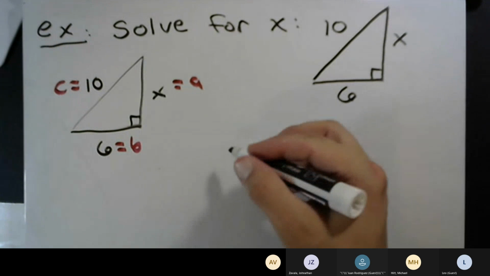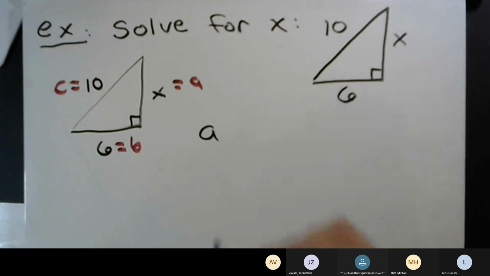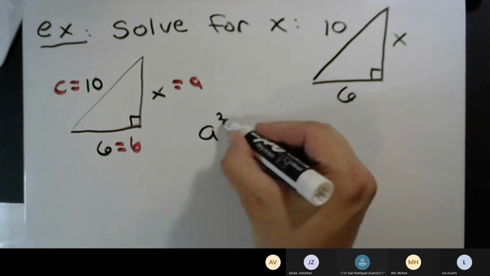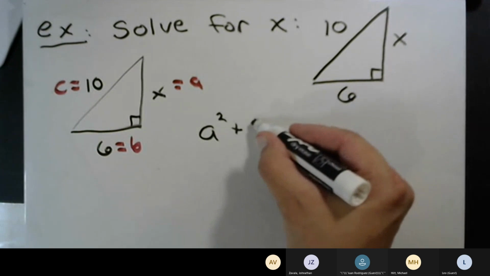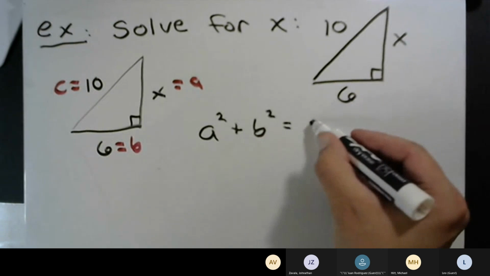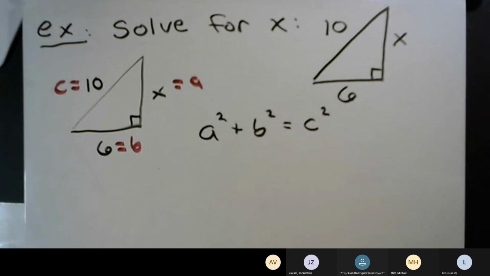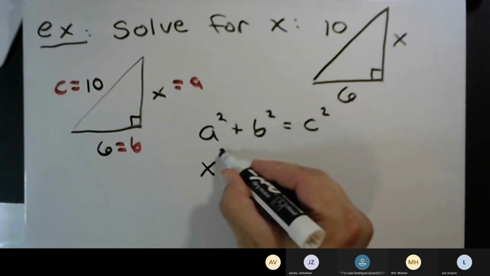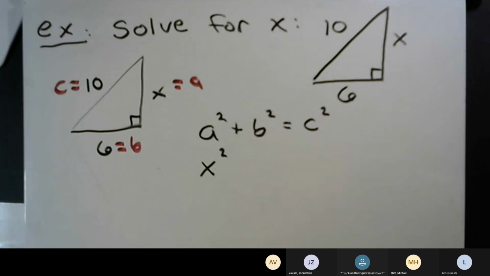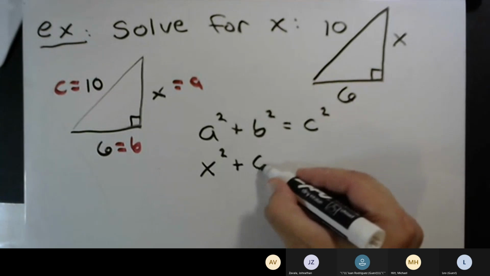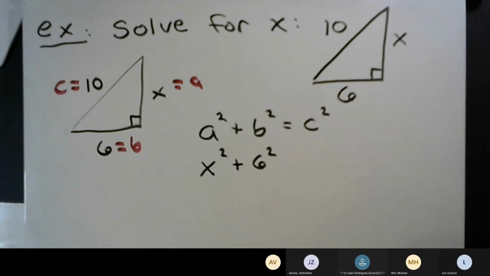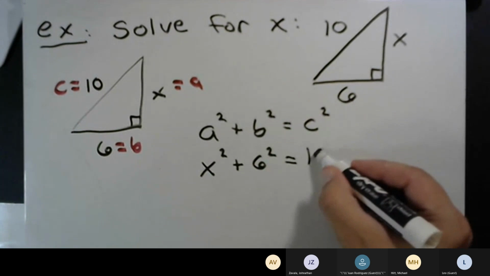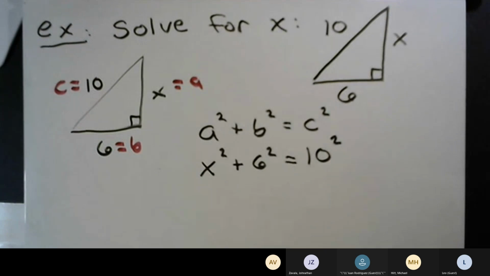So now what we're going to do is this. A squared plus B squared equals C squared. For a right triangle, that's always going to be true. Now let's substitute. A is x. It's unknown. B is 6. And C is 10.